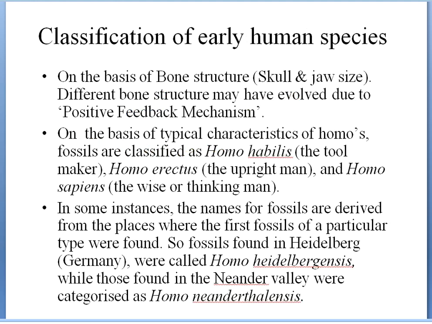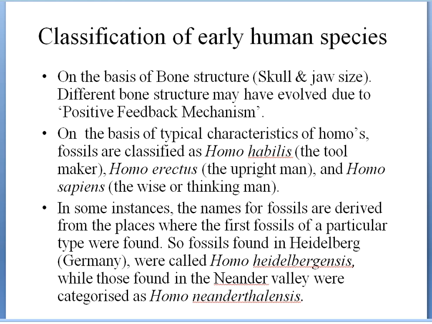Now, classification of early human species. On the basis of bone structure, the human species are identified. Different bone structure may have evolved due to positive feedback mechanism. What is positive feedback mechanism? We will discuss this later on. Again, the human species are classified on other grounds, that is typical characteristics of Homos.